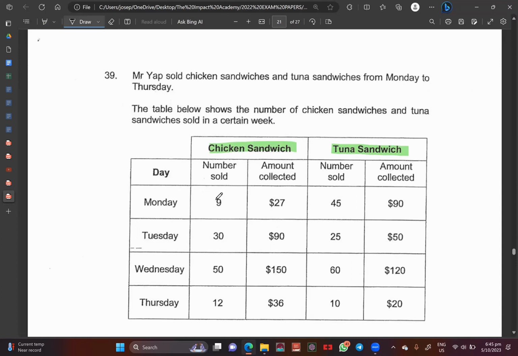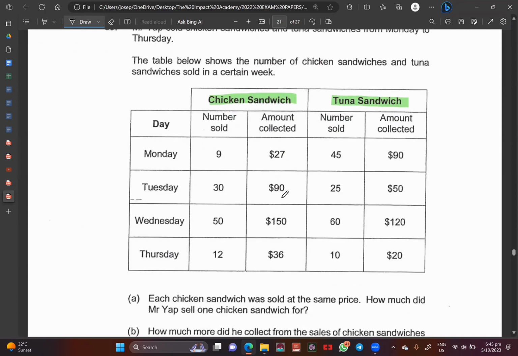So for Monday, how many chicken sandwiches did I sell? 9. Okay. How much did I collect? $27. Wow. Did you realize the cost of a chicken sandwich? So one chicken sandwich is equal to 27 divided by 9. And that gives me how much? $3. Agree or disagree? So we write $3 on top first. Yeah, you're right. Also 3.